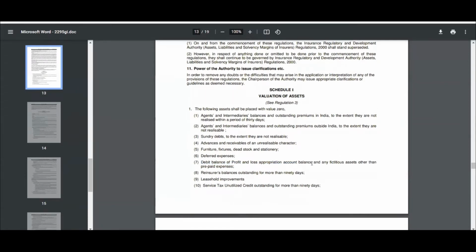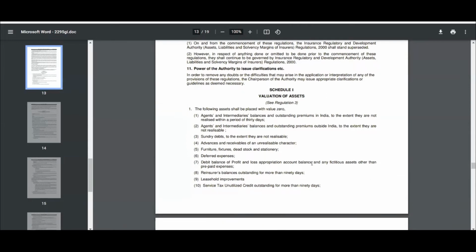The profit and loss appropriation account is an account created after the P&L account, or the profit and loss account, where the profit from the P&L account flows into the profit and loss appropriation account. The word appropriation itself means distribution or split. So it will be split between different persons who are eligible for the profit, usually the shareholders or the participating policyholders. So that is the profit and loss appropriation account.